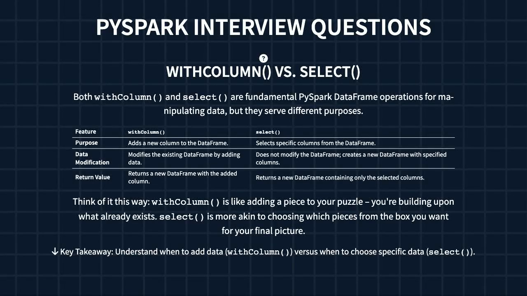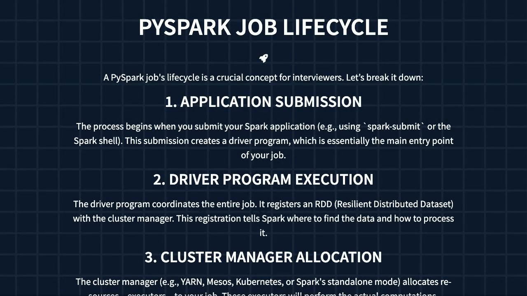Okay, let's talk about a really common PySpark question: the difference between withColumn and select. Basically, withColumn is how you add new information or columns to your data frame. It changes the original data by building on what's already there. On the other hand, select is all about picking out specific columns. It doesn't modify your original data frame, it creates a brand new one with just the columns you need. So, if you want to add something new, use withColumn. If you just want a subset of columns, go for select. Got it?